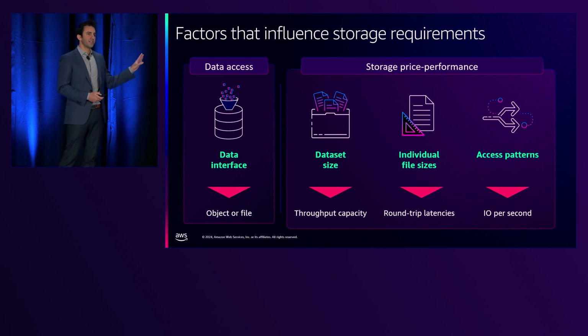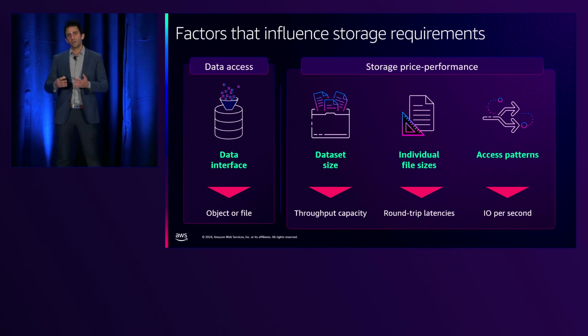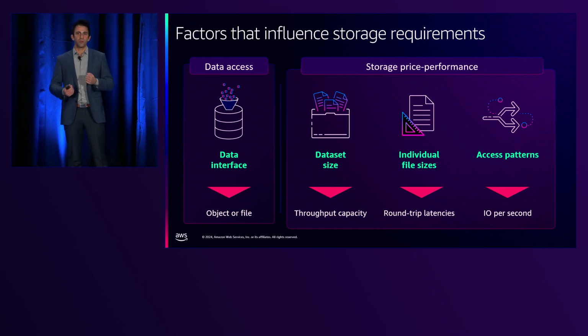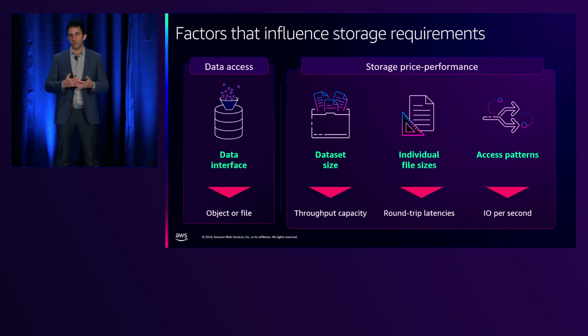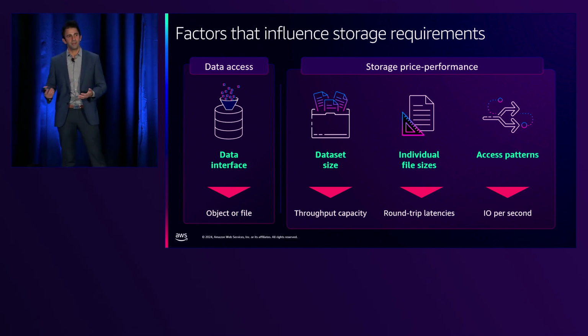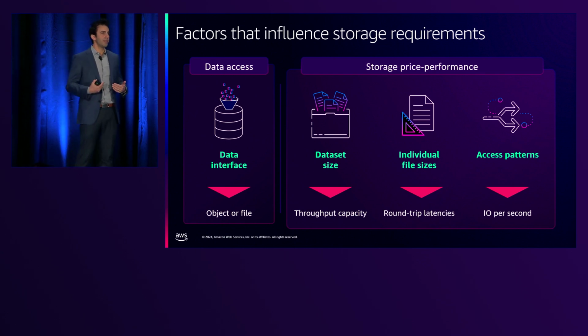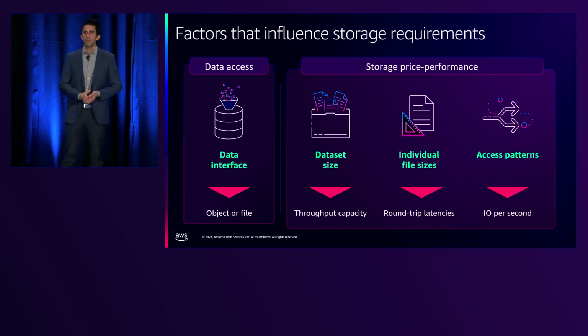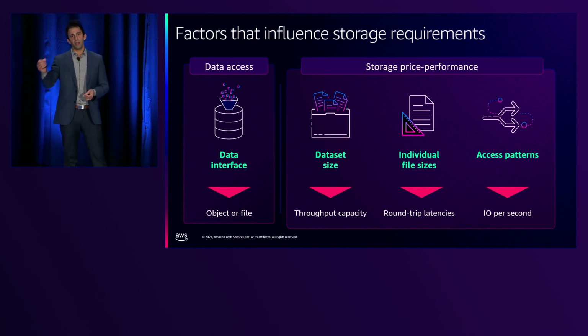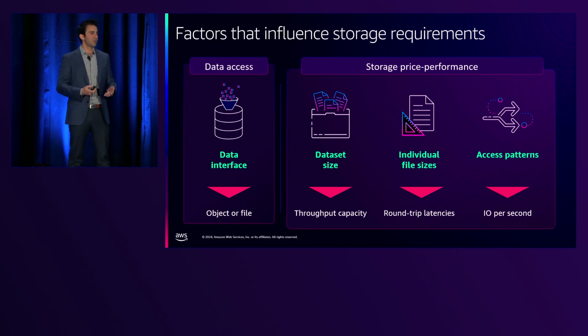Now, the data access options I talked about before, block, object, and file, will certainly play a significant role in your choice of storage offerings. But there's also a number of other factors that might influence which storage service you use for a given application. The size of your data set might influence the amount of capacity you need the storage service to provide. It also might influence how quickly data needs to be able to move in and out of that storage service. That's the throughput capacity. The size of the actual files or the I/O requests can also play a role in which storage services might be most well suited for your workload.